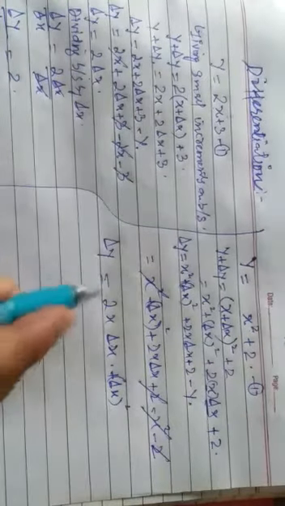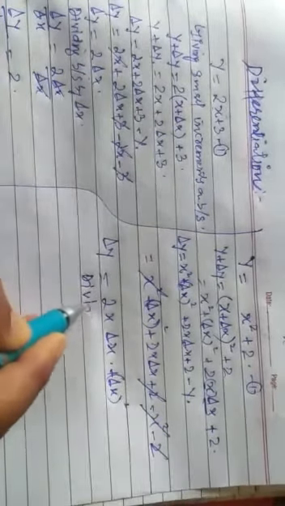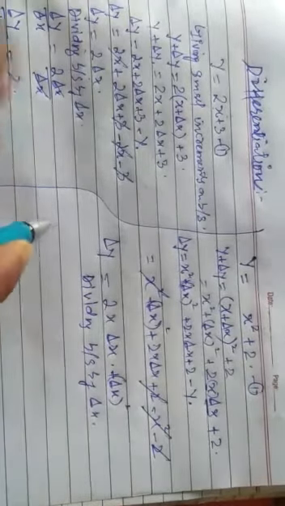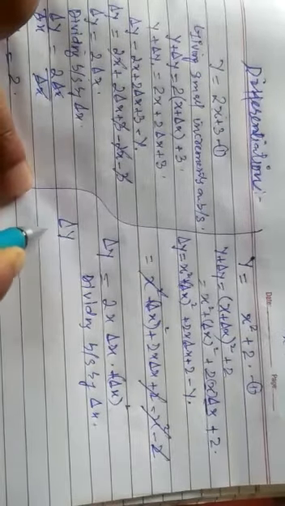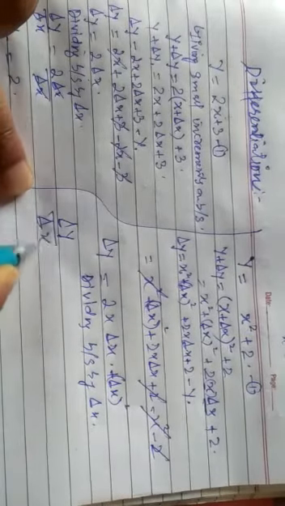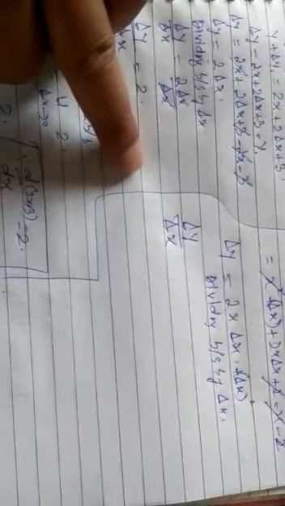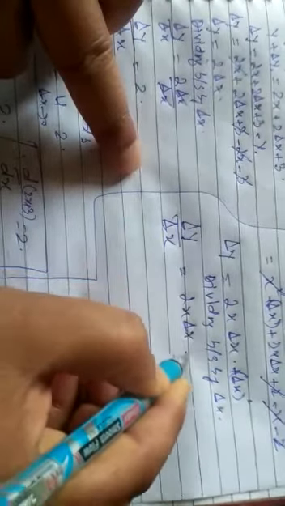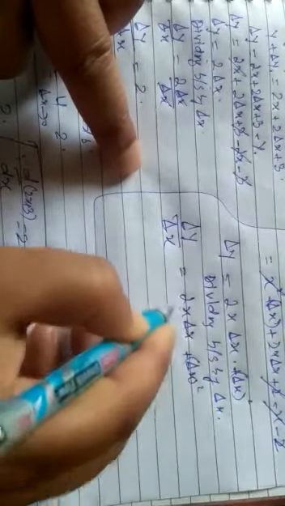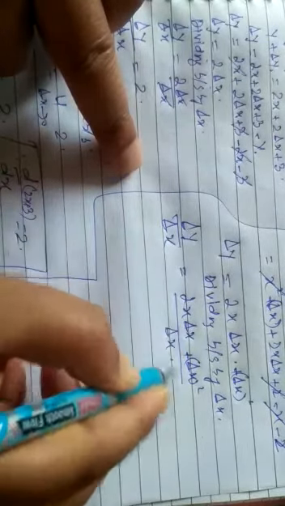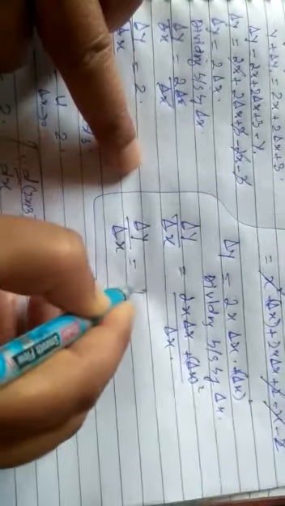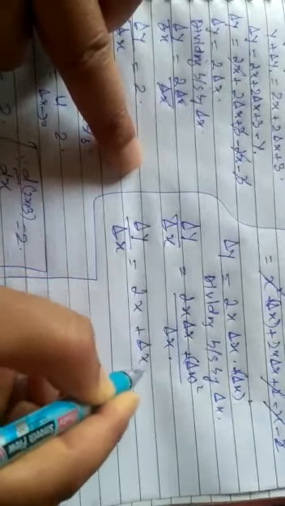Now the same step, dividing both sides by delta x. Once you divide, this term will become delta y by delta x equals 2x delta x plus delta x square by whole delta x. Now this delta x is going to cut here and this is going to cut here. It will become delta y by delta x equals 2x plus delta x. It will be like this.